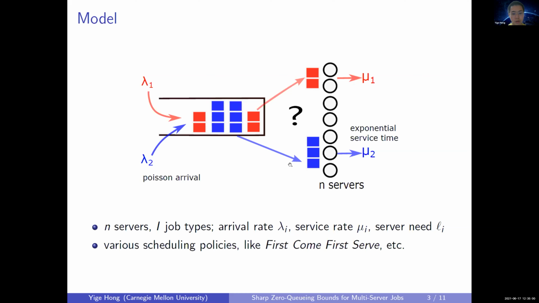Our freedom here is to design the scheduling policy that decides which job to serve. Take the first-come-first-served policy, which is the default policy. It takes the jobs one by one, starting from the head of line, and puts the jobs into servers until there are not enough servers available. Note that for any feasible policy, we cannot serve a multi-server job partially. For example, here, there are only 2 servers available, so we cannot serve another blue job, but we can serve another red job.